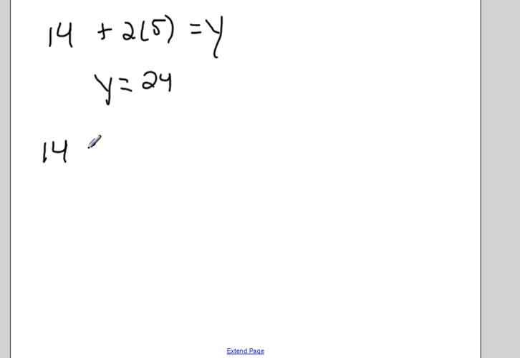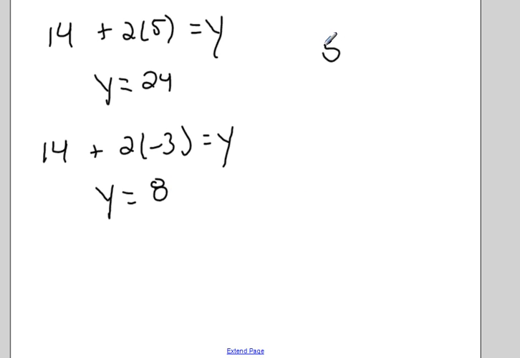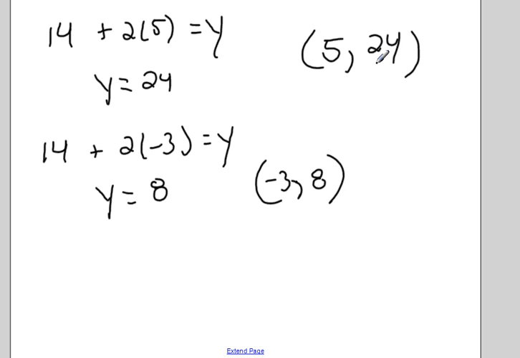Okay, the second value is 2 times negative 3 equals y. So I get y equals 14 minus 6, which gives me positive 8. So my two solutions are 5, 24, or negative 3 and 8. Since they both have integers, there are no decimals here, so both solutions work.